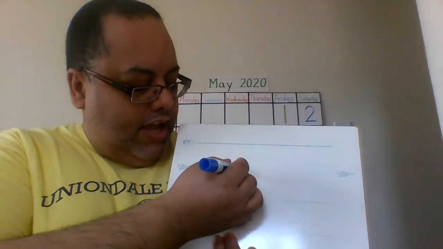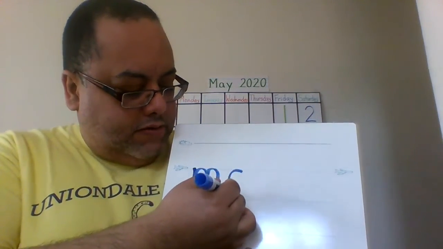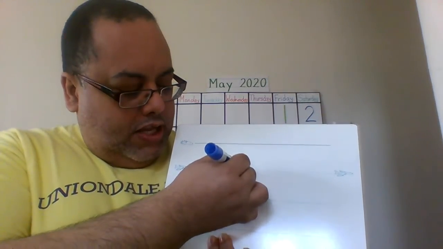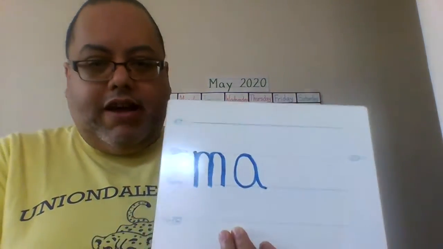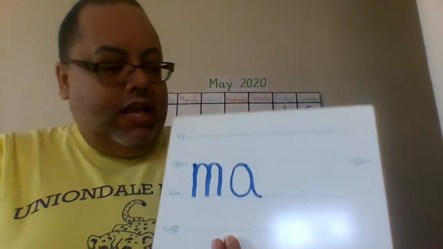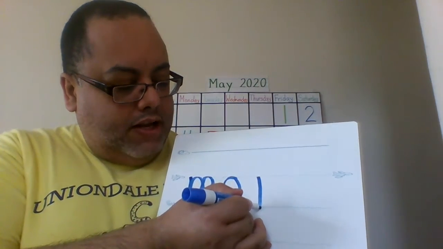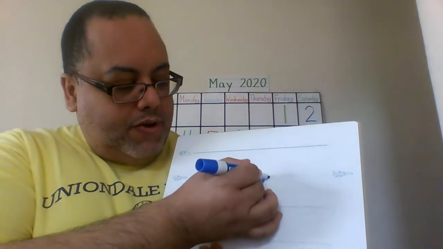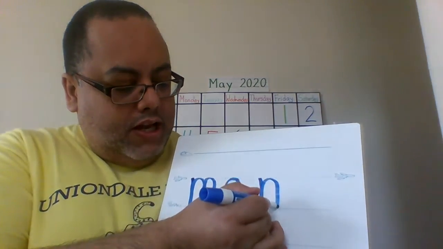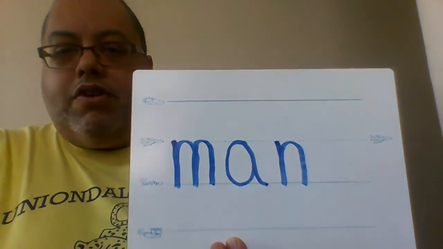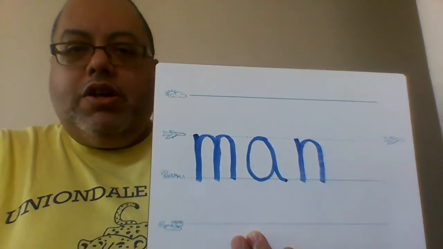The letter A starts on the plane line and goes around, around, around, around, around, and comes down in a tail touching the grass. And the letter N is you start on the plane line and come down to the grass, go up in a hump, touch the plane line and come down to the grass. That's the word man. Man.